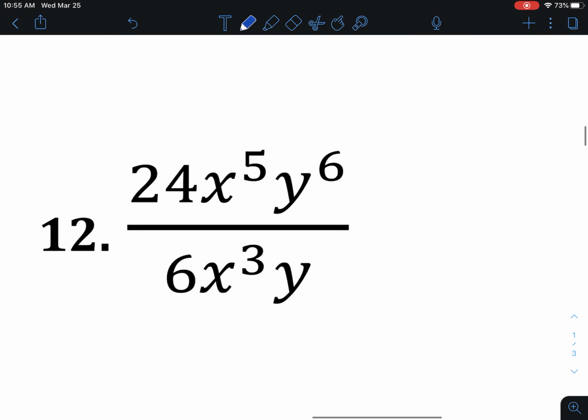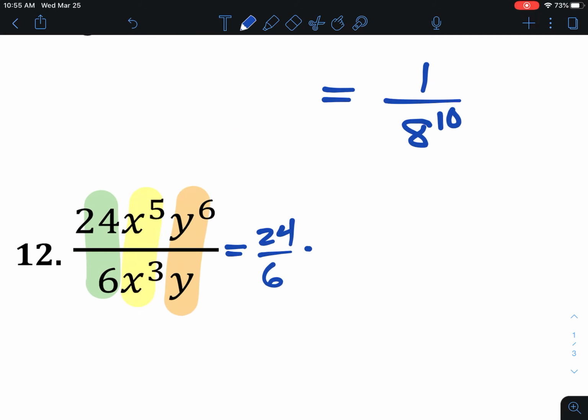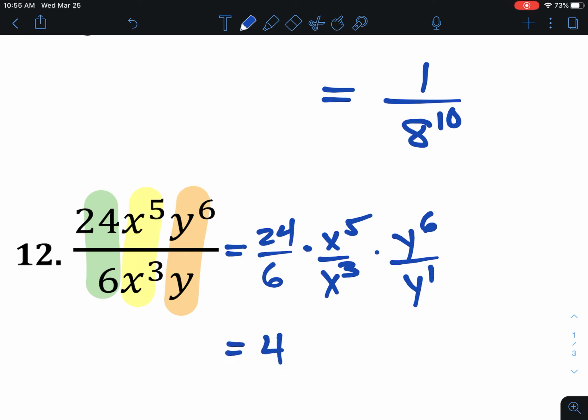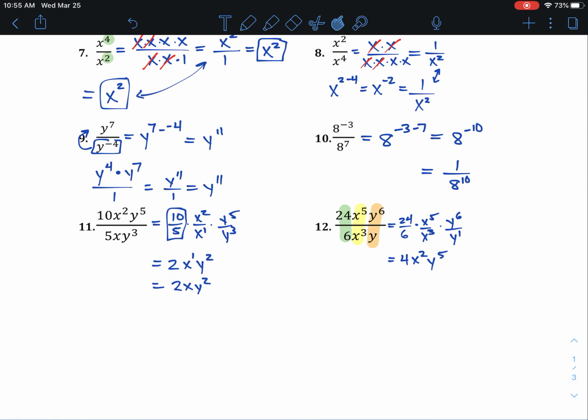So same thing over here. We're going to focus on the numbers together. Then we're going to do the x's together and the y's together. So this becomes 24 over 6, and x to the 5th over x cubed, and times y to the 6th over y to the 1st. Doing each part separately, this is 4x squared y to the 5th. That's how we do division when it's got lots of pieces there.